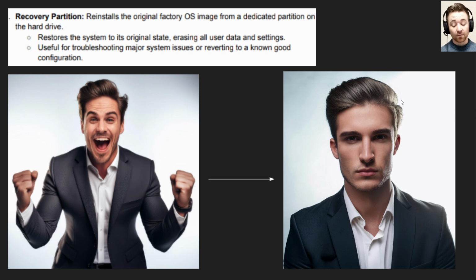The next one is a recovery partition. So on a partition on your drive, you have an original factory operating system image. What a recovery partition does is it reinstalls that from that dedicated partition on the drive. So you're reinstalling it from that partition. So it restores the system to its original state, erasing all user data and settings, and it's useful for troubleshooting major system issues or reverting to a known good configuration.